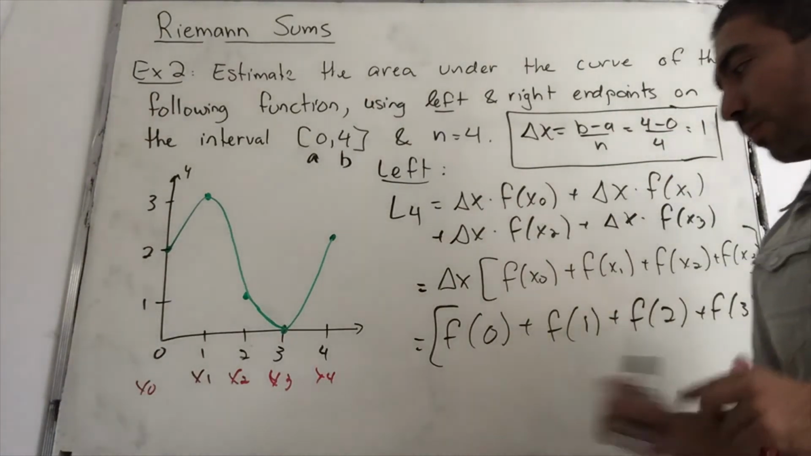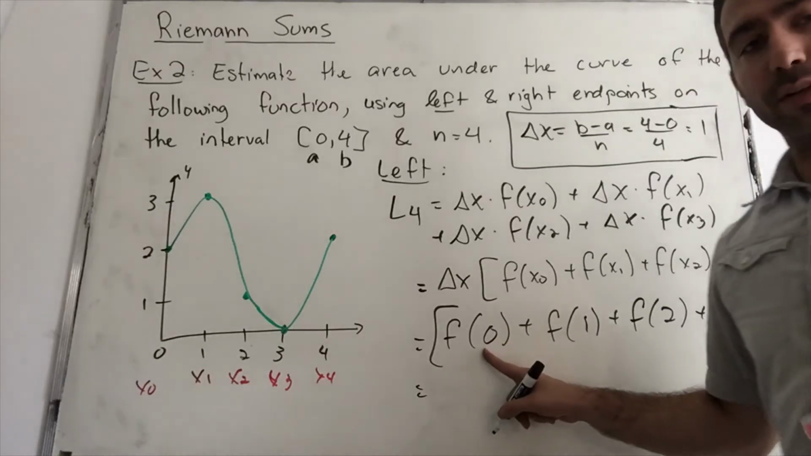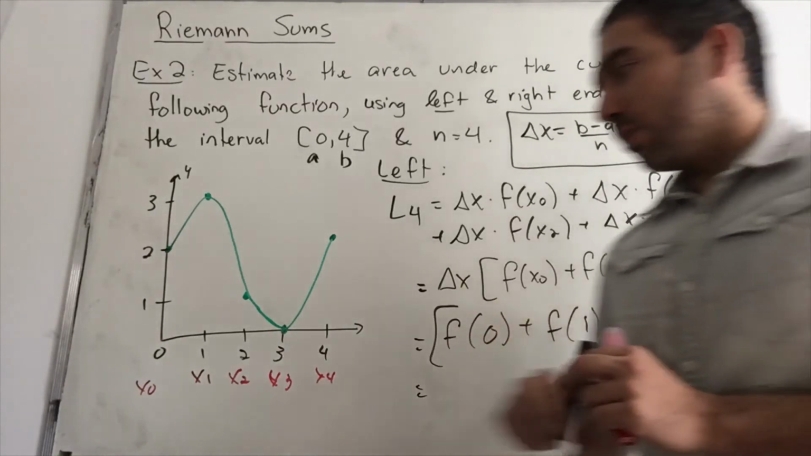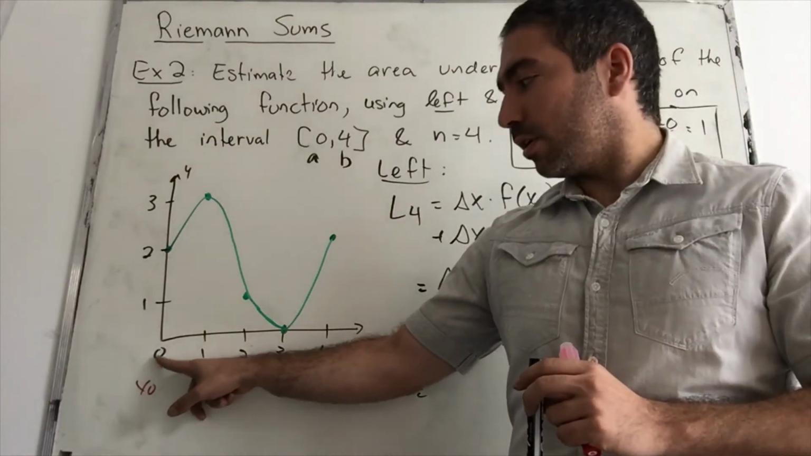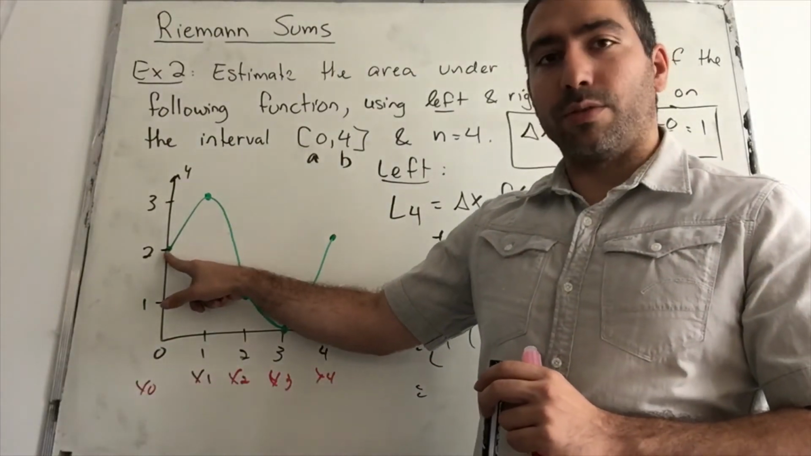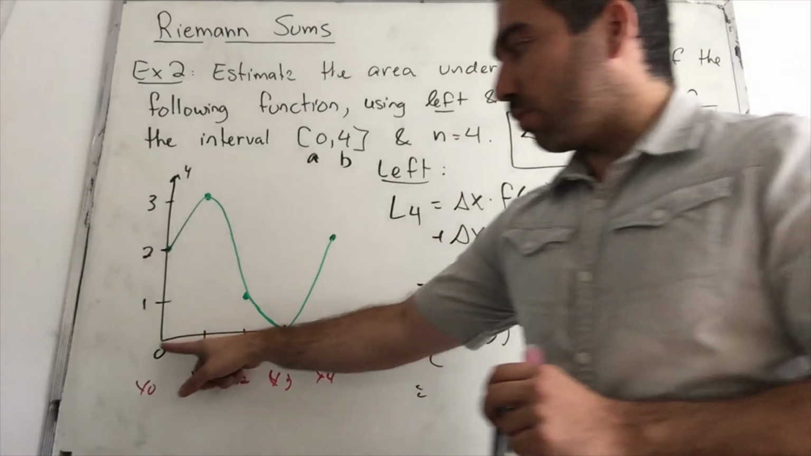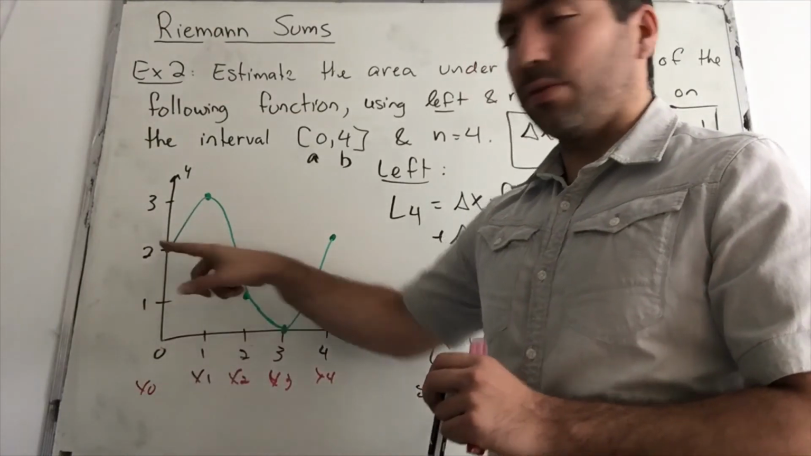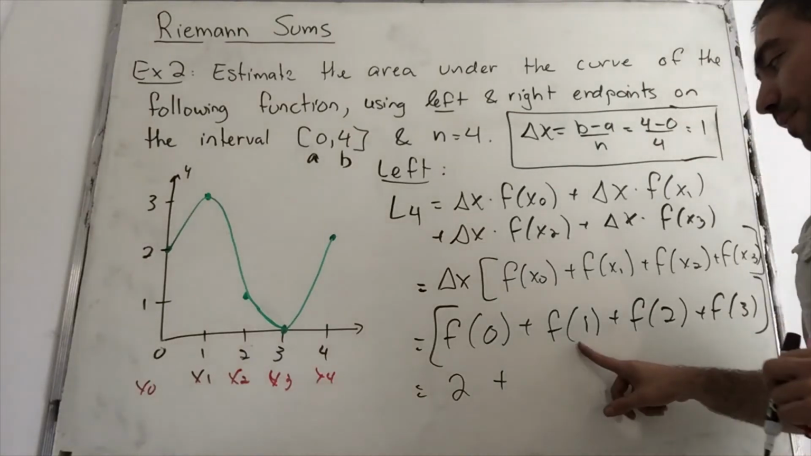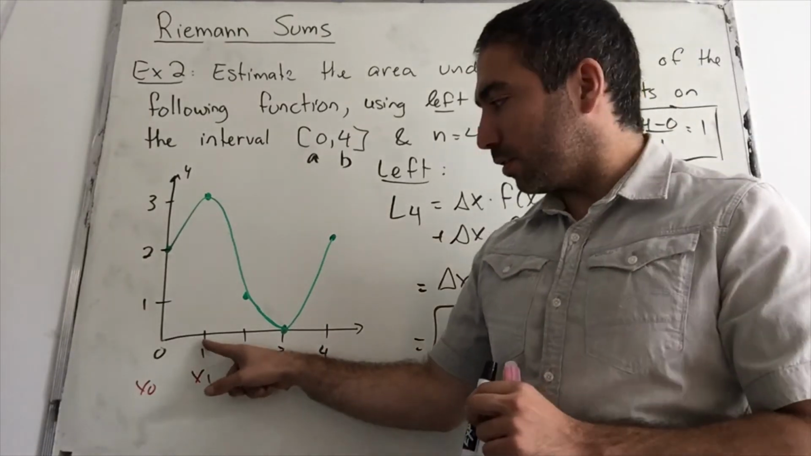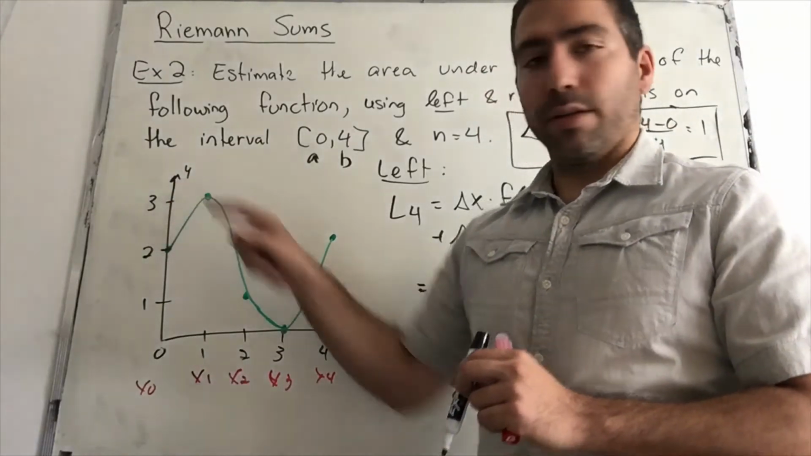What's f of 0? This is asking us, when your x value is 0, what's the y value? Well, at 0, when do we hit the green function? Well, we hit it, by reading the graph, at 2. So f of 0, the y value when x is 0, is 2. So this is just 2 plus, what's f of 1? Well, when x is 1, what's your y value? When do we hit the function? We hit it at 3.